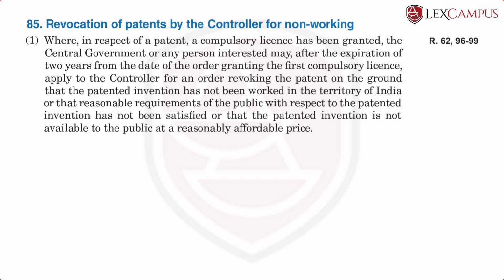Now, even after the compulsory license is granted, if these issues are not met, then what could be the recourse? One recourse could be to file another compulsory license, but that doesn't make sense because the first compulsory license itself has not been put into effect.